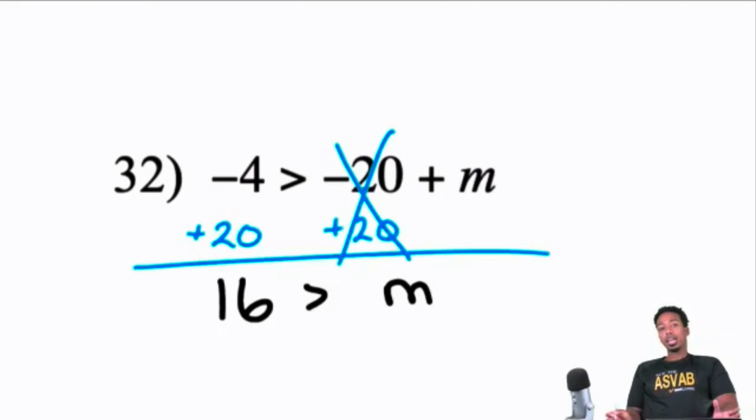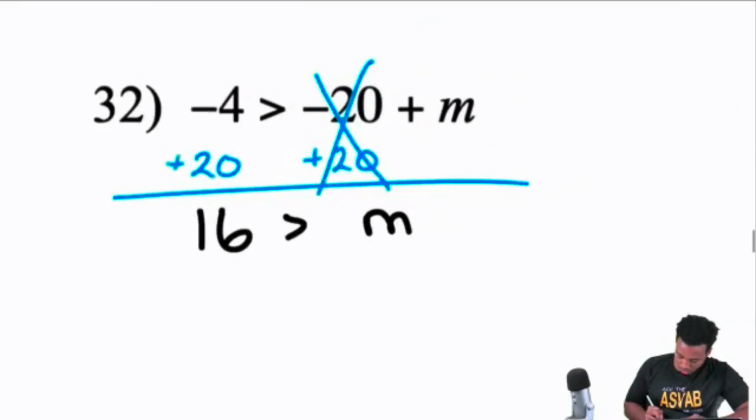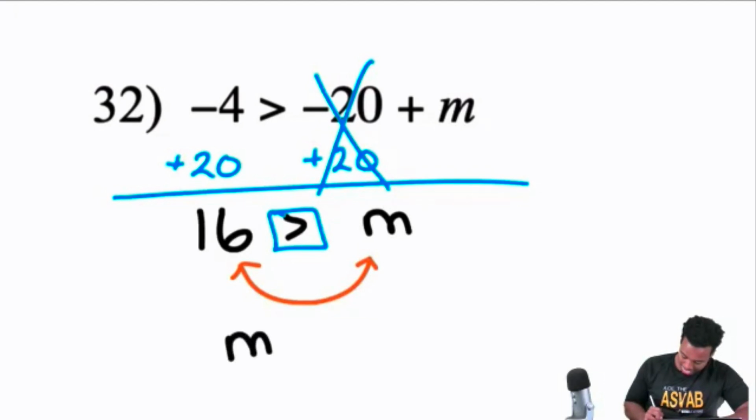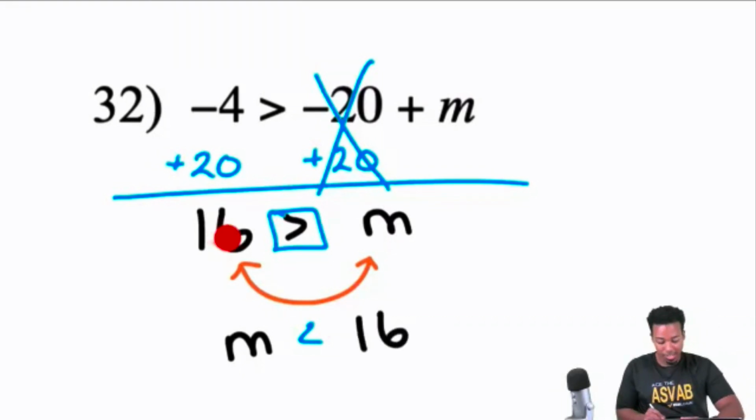But typically we want that variable on the left side. So we will swap, and remember, if we swap, we have to flip that symbol over. So we're going to end up having m is less than 16. Because if you look at it, this is saying 16 is bigger than m. 16 is pointing at m saying, I'm bigger than you. And it's still doing the same thing.